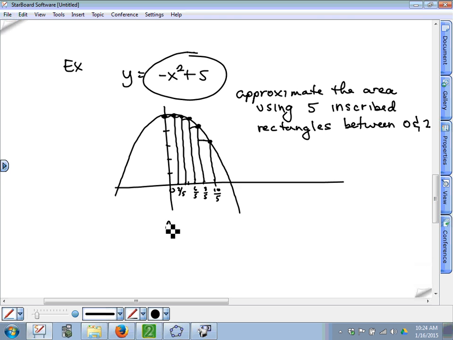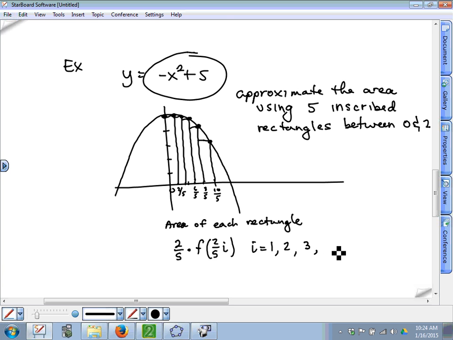So if we're talking about the area of each rectangle, it's going to be 2/5. That's the base, right? 2/5 is the base. And then isn't it going to be f of 2/5 times i, where i is equal to 1, 2, 3. Do you understand what I'm doing here? Hold on, let me back up then. Let me change this into f of x. That might make more sense. Instead of y equals, let's do f of x.